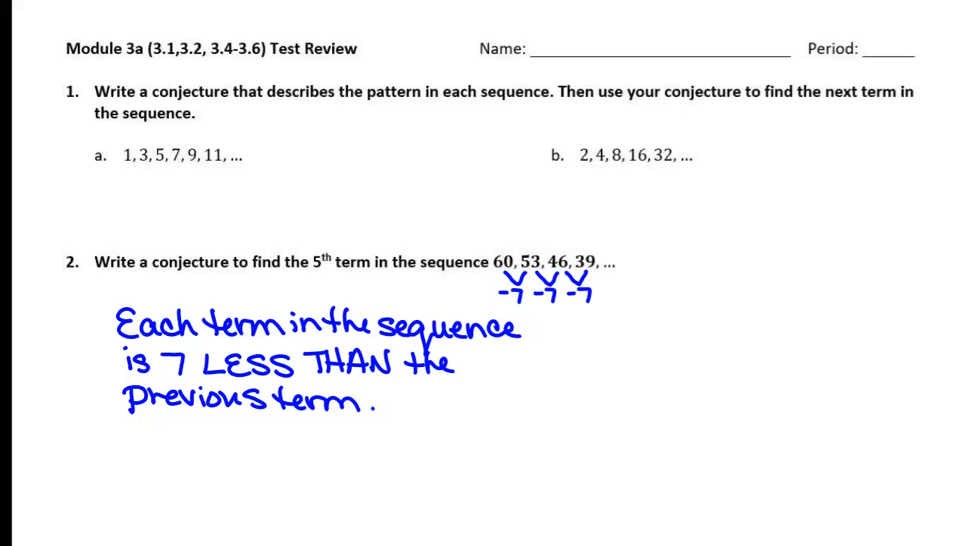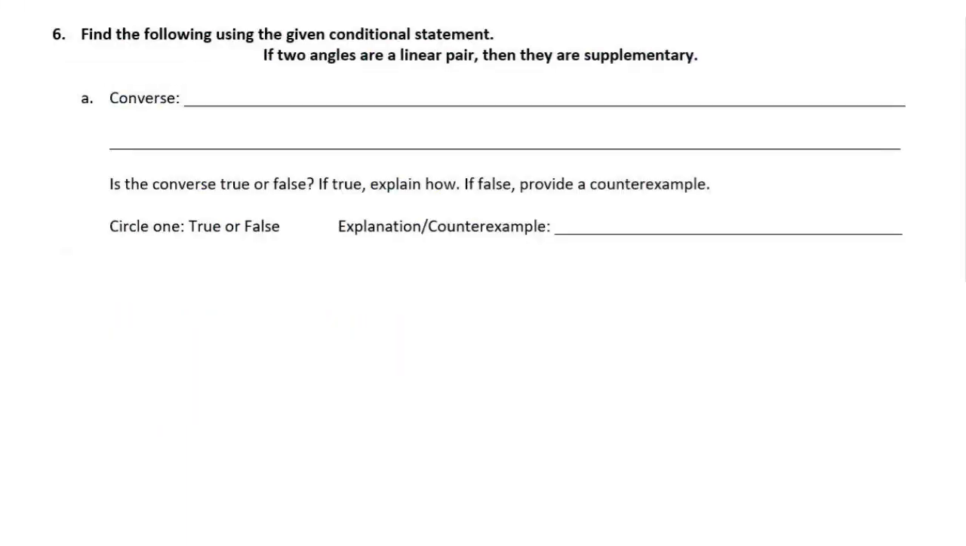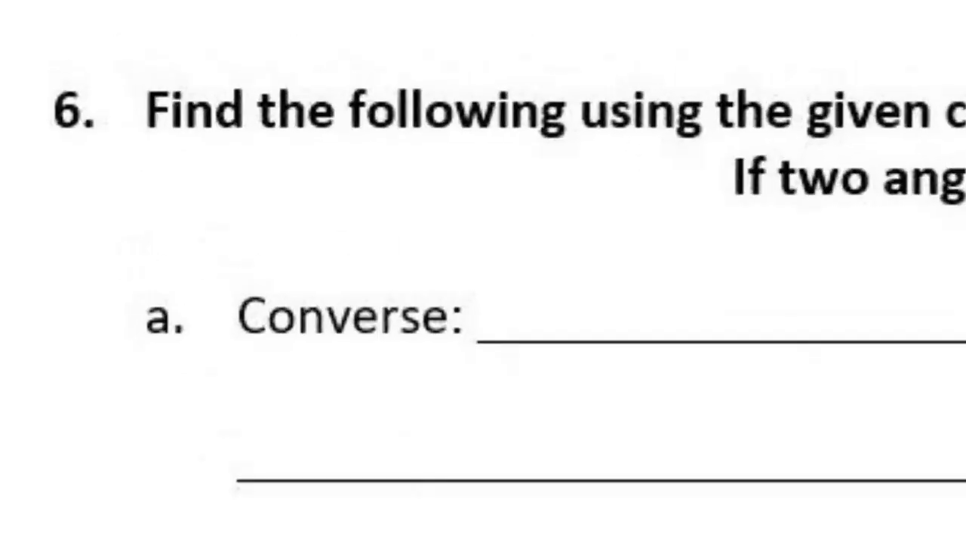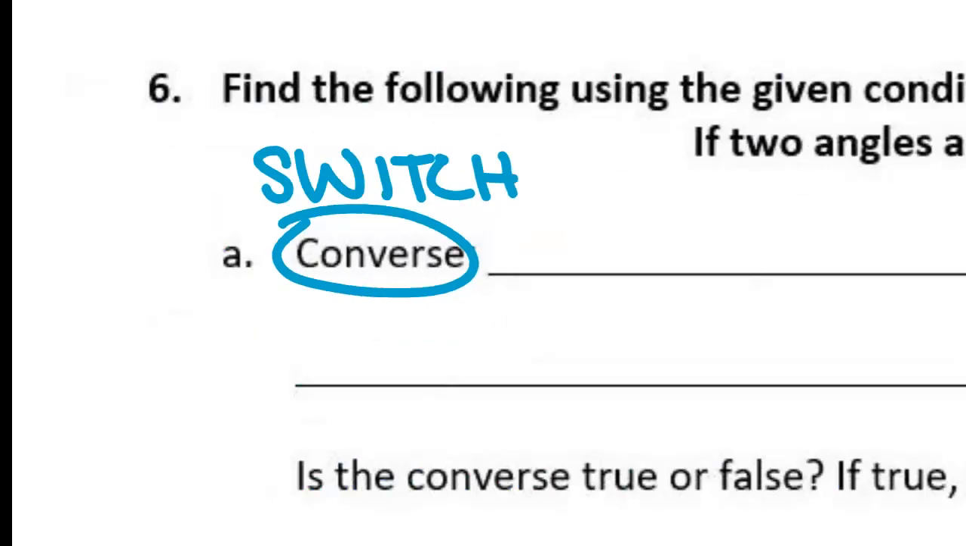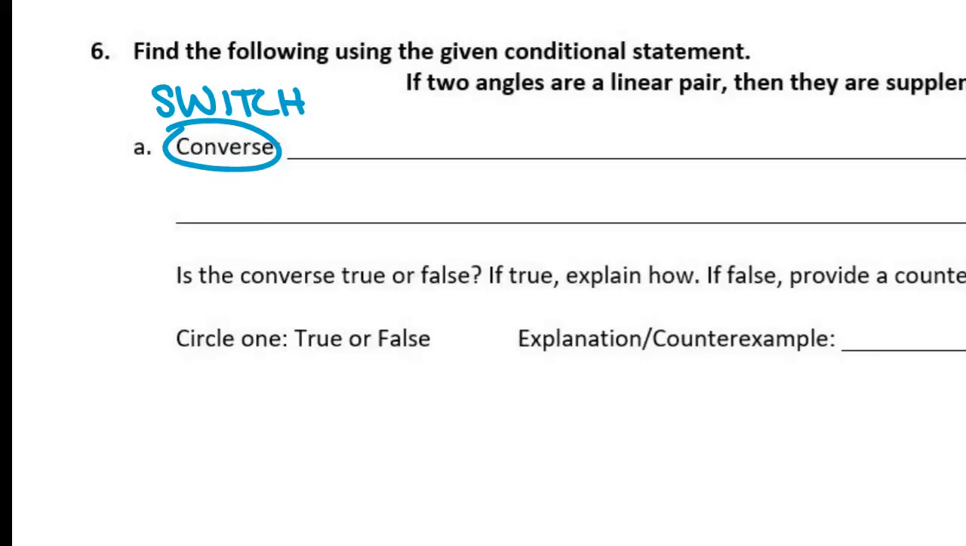All right, let's look at number 6. Problem number 6. What did we do for converse again? Switch. Remember, no pronouns at the beginning of sentences. So when I switch, I have to watch to make sure that I'm replacing pronouns with whatever the subject of the sentence is. What's it going to sound like if I take this if-then and I switch it?